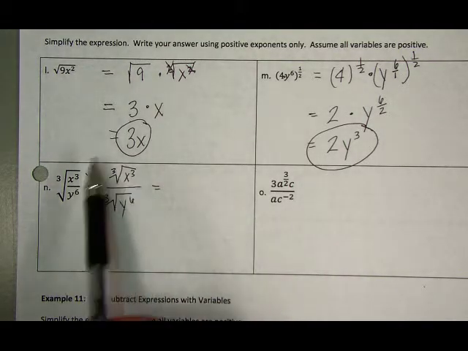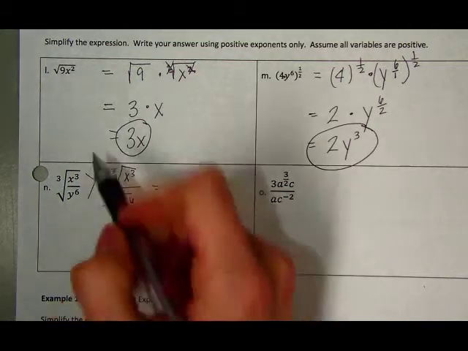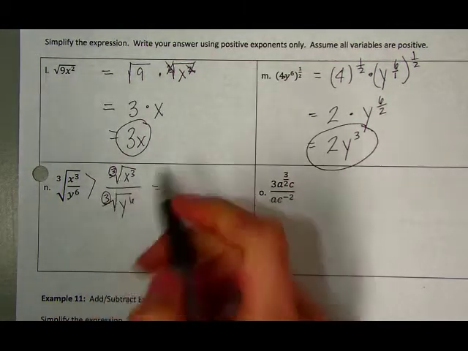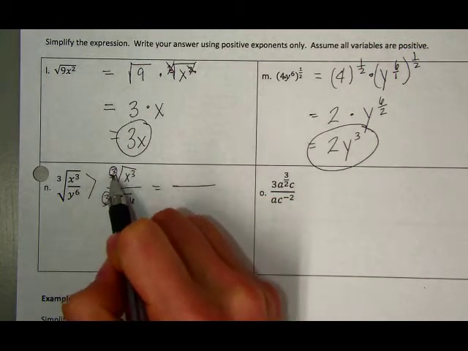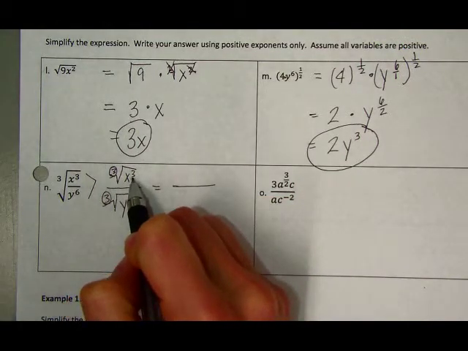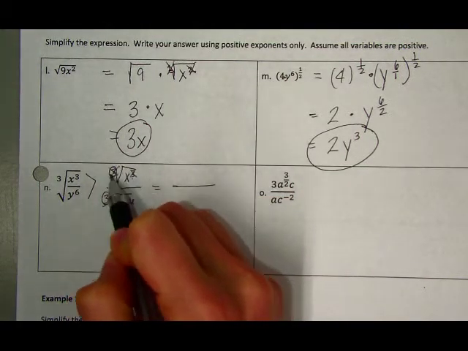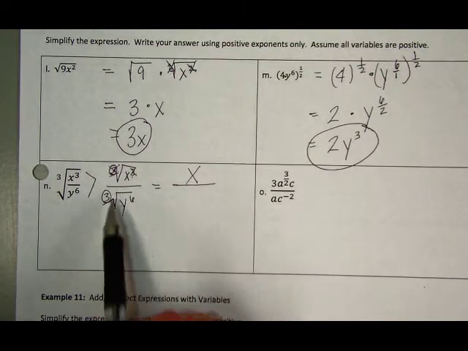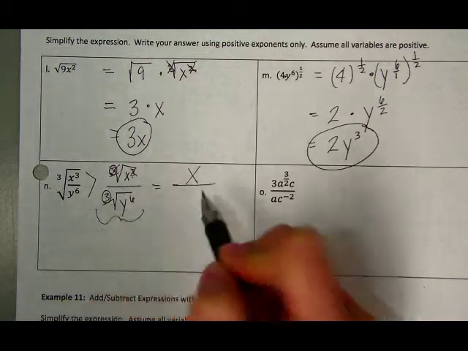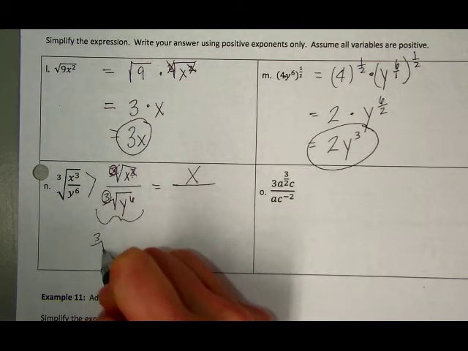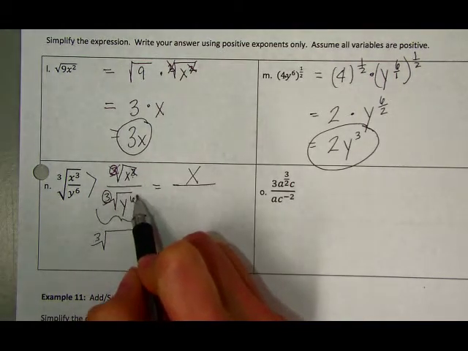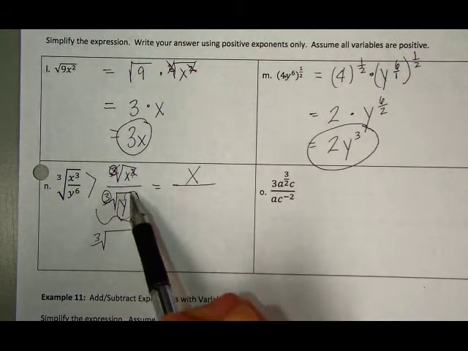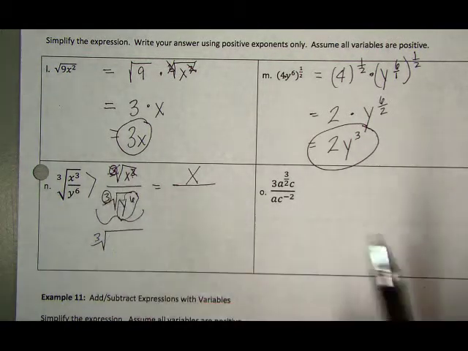In order for us to be able to pull out an x, I have to have 3 of them that match inside. So in this case, my index 3 and my inside exponent 3 match, so they all cancel out, so I'm left with x up top. Down here I'm going to do something before I just get my answer. I'm going to see if I can rewrite y to the 6th power so I have the exponent of 3 that matches with my index.